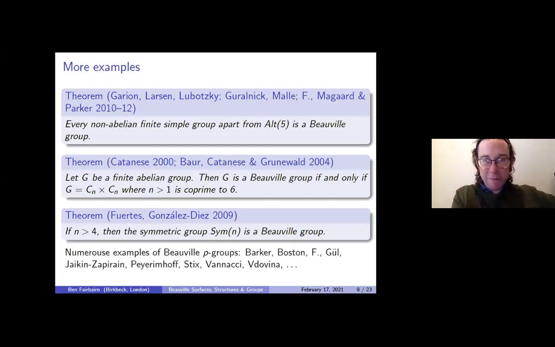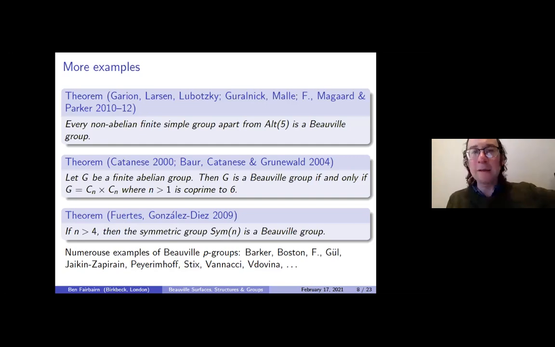Looking back to that theorem in the middle of the board about the abelian groups, if I let p be a prime bigger than 3, and I let N be any power of that prime, then this theorem on the abelian groups gives you infinitely many examples of Beauville p-groups. But that immediately raises the question, well, what about non-abelian examples? What if p equals 2? What if p equals 3?